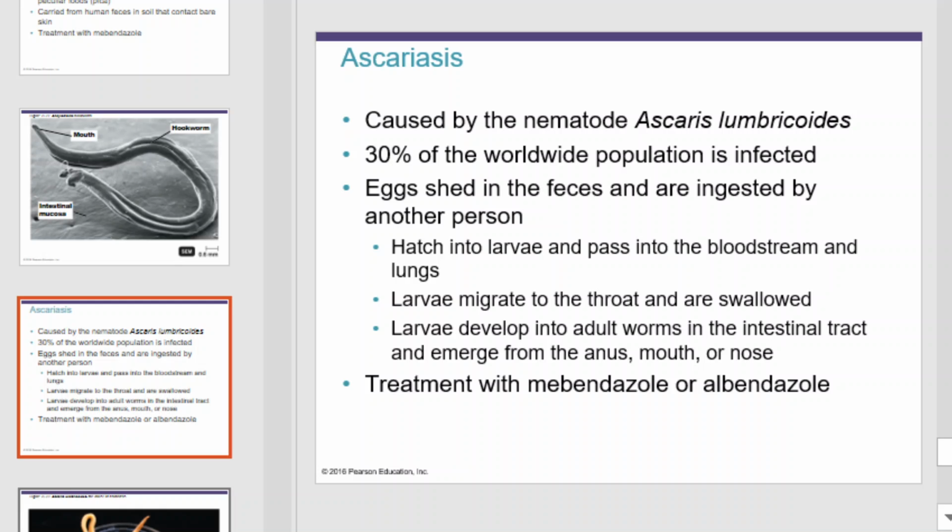Ascaris. Ascaris infections are caused by the nematode Ascaris lumbricoides. Ascaris infections account for 30% of the worldwide population of intestinal infections. The eggs are shed in feces and ingested by another person. They hatch into larvae, pass into the bloodstream and into the lungs. The larvae migrate to the throat and are swallowed. The larvae develop into adult worms in the intestinal tract and emerge from the anus, mouth, or nose. And the treatment is accomplished with mebendazole or albendazole.